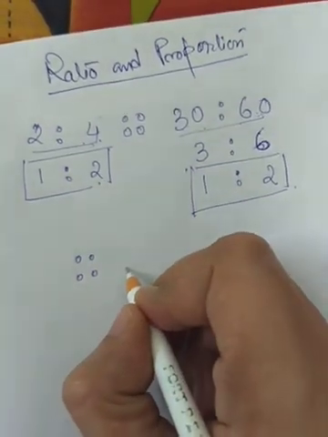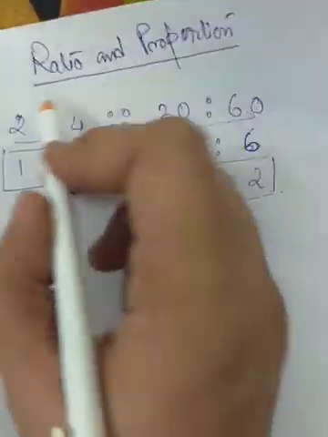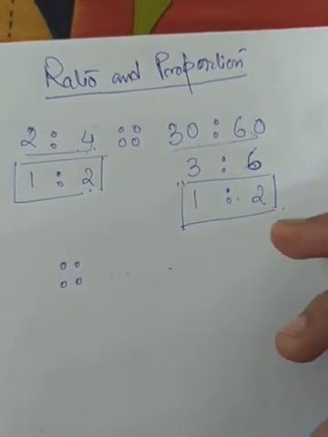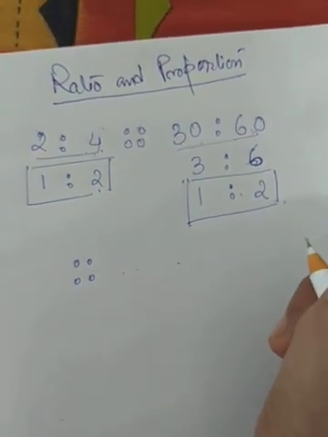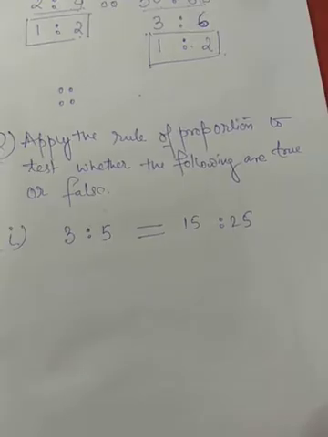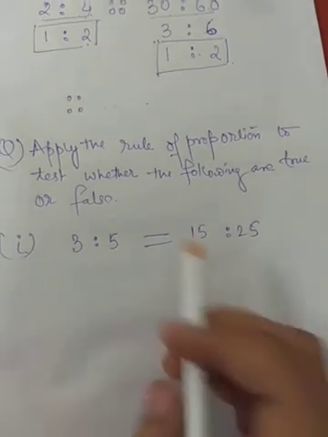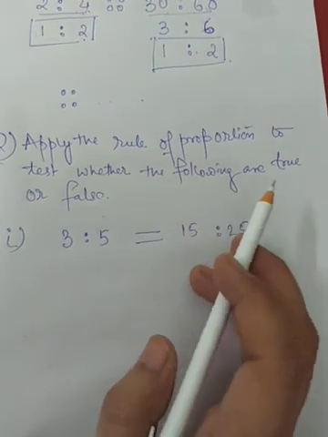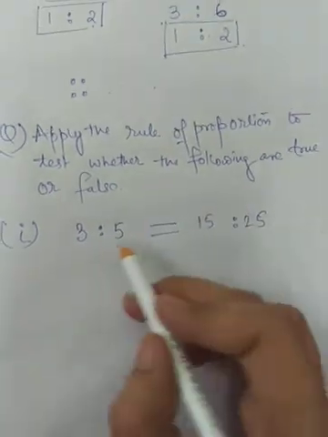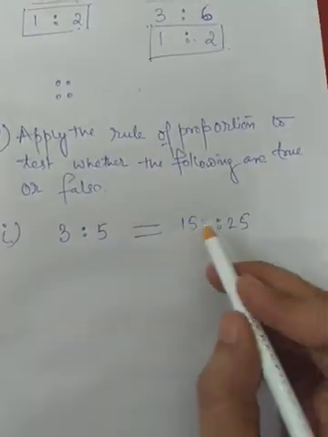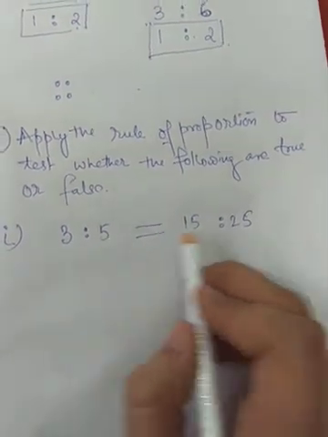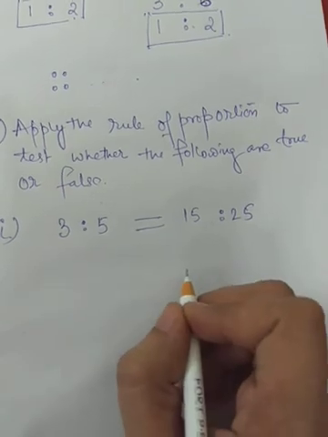And proportion means is same to. This ratio is same to this ratio. Clear, students? Now let us try some more sums. The question is, apply the rule of proportion to test whether the following are true or not. Whether this ratio is equal to this ratio or not, or whether these two ratios are in proportion or not.